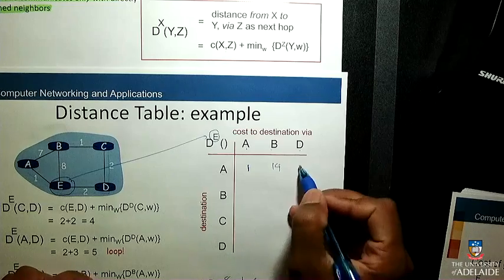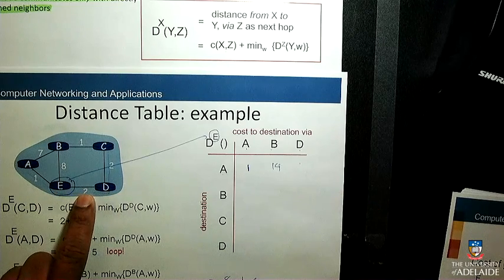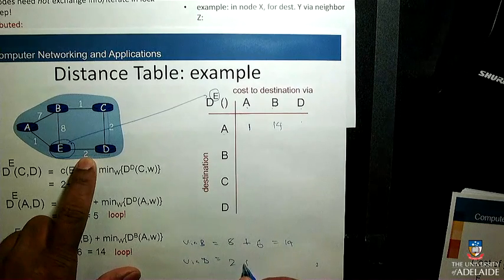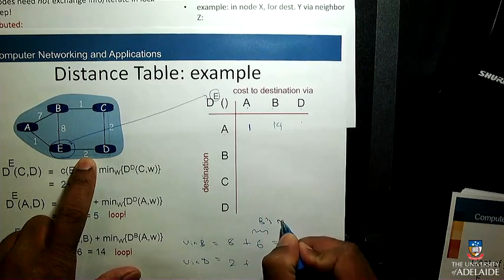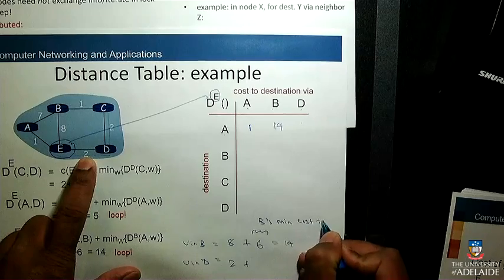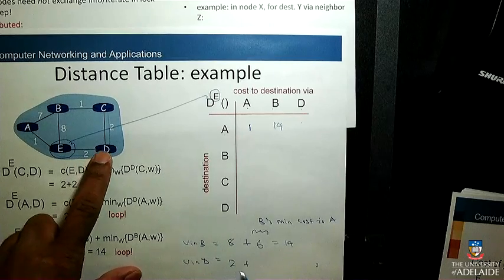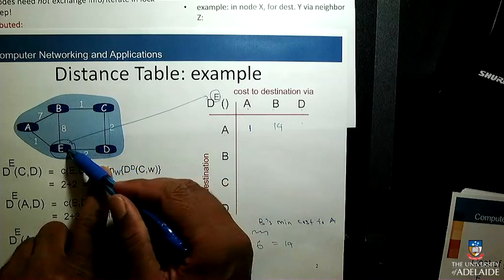Right. So I'm going to go to D, right? So I can get to D with a cost of 2. So via D. So I can get to D with a cost of 2. So this is, if you like, B's min cost to A, right? So I get to D with the cost of 2. D's least cost path to get to A is going to be 2, 3, right?